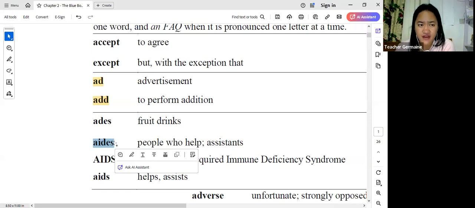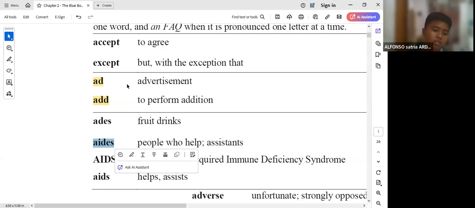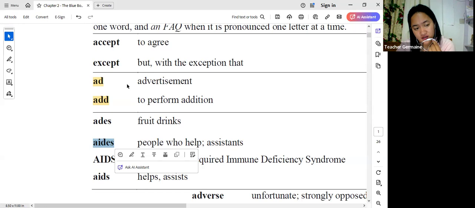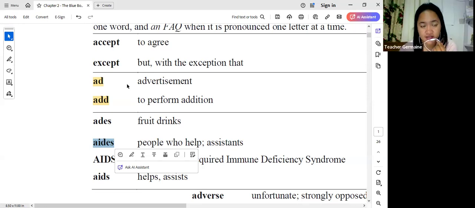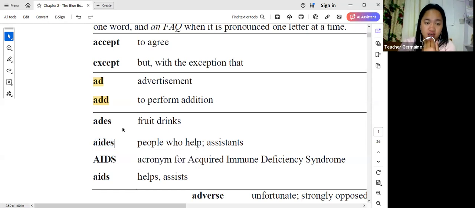Is my voice very slow or very soft? Am I not clear? Hello, can you still hear teacher? Yes. Aaron, can you still hear me? Yes. I was calling your name twice already. Hey, Alfonso, because Aaron cannot hear me. Alfonso, what is the spelling of the second word? How do we spell the second word?